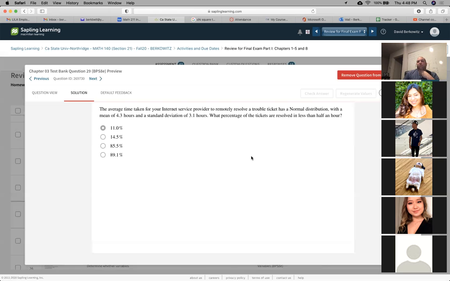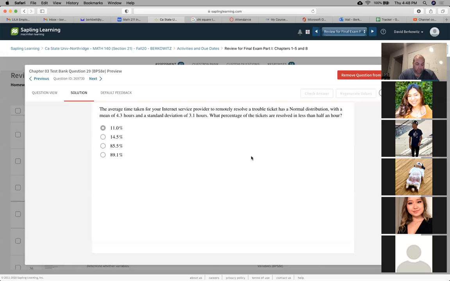What percentage of the tickets are resolved in less than half an hour? Half an hour is 0.5 hours, correct? It's half an hour, so it's 0.5 hours. So we just want to know the probability of being less than 0.5. And we do it in exactly the same way. I'll use my calculator for this one for a more exact answer.